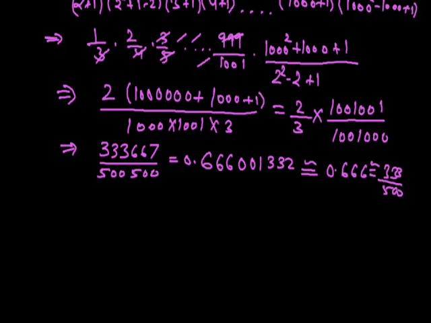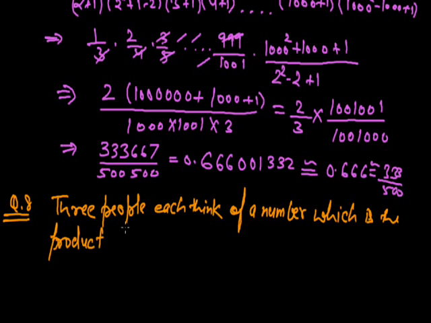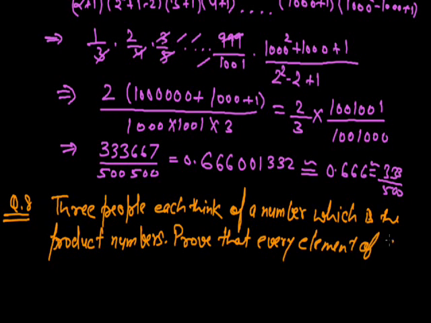Now moving to our next question, question number 8, that is given to us as: 3 people each think of a number which is the product of numbers. Product numbers means they are a product of two numbers, that means they are composite numbers. Now we have to prove that every element of C is divisible by 3.